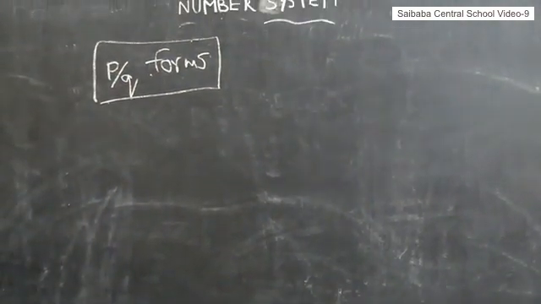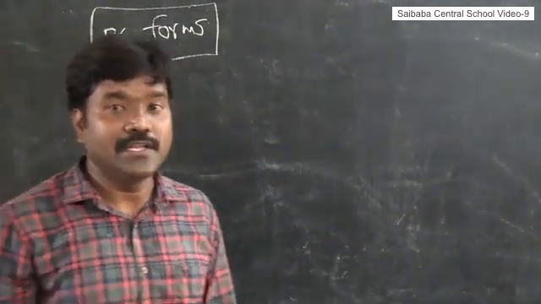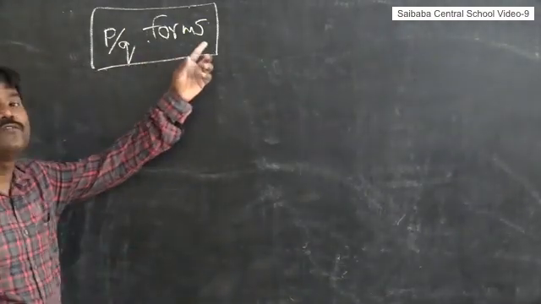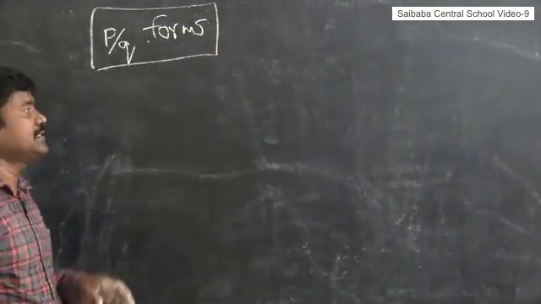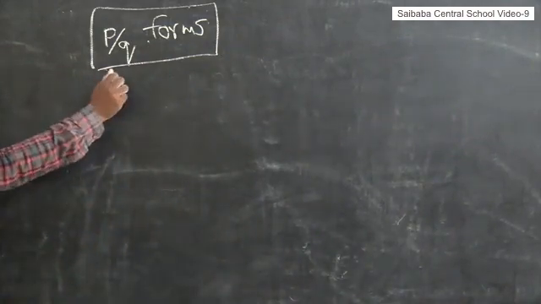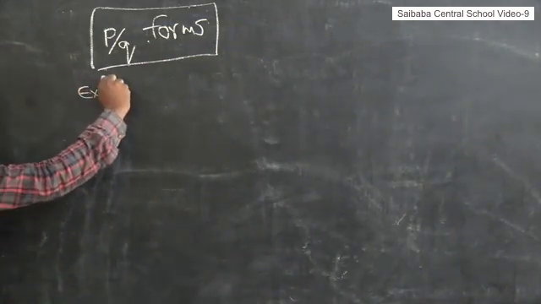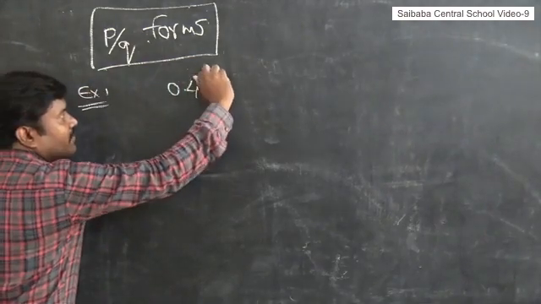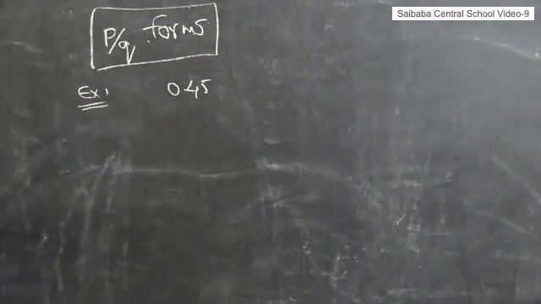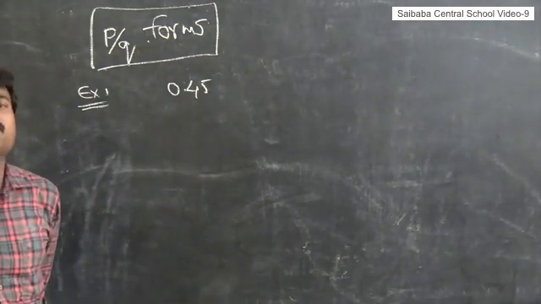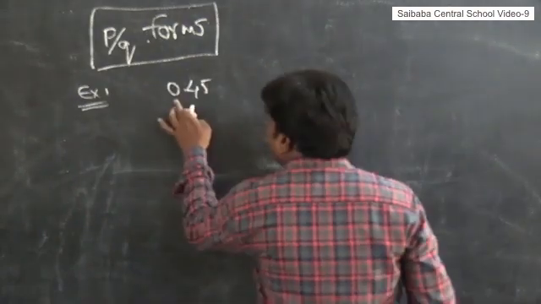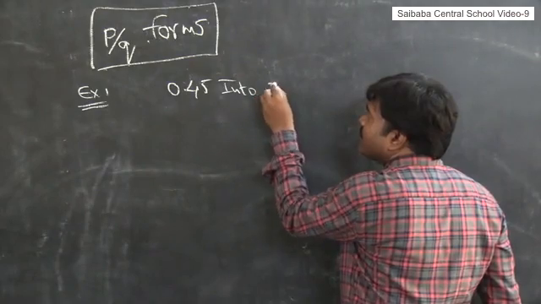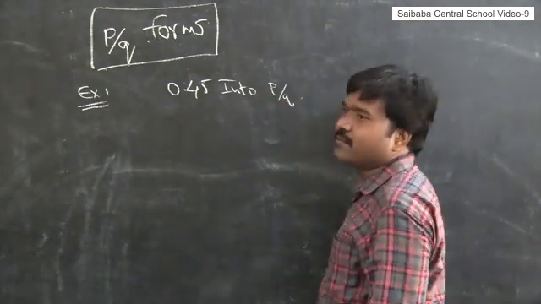Converting the decimal expansion of a rational number into p by q form. Let us see by taking a simple example. Example 1. Now I'm taking 0.45. In the first example, is there any bar? No bar, I am not taking a bar. 0.45. The question is: convert 0.45 into p by q form.